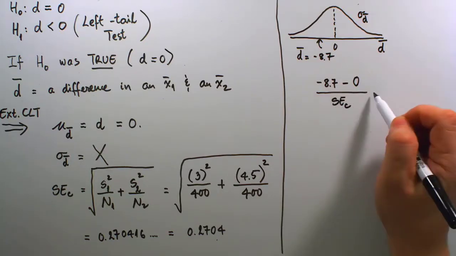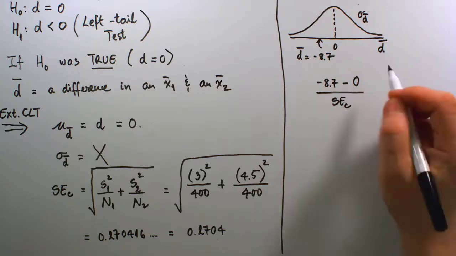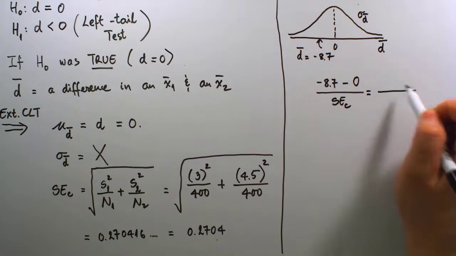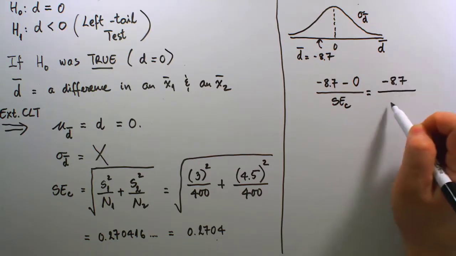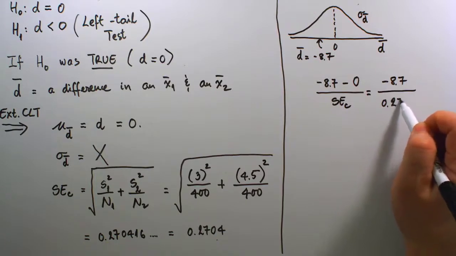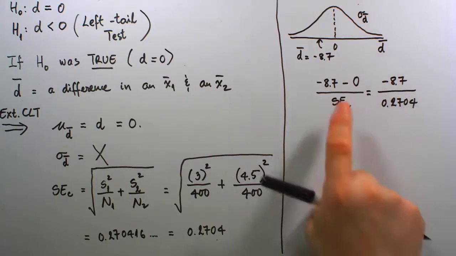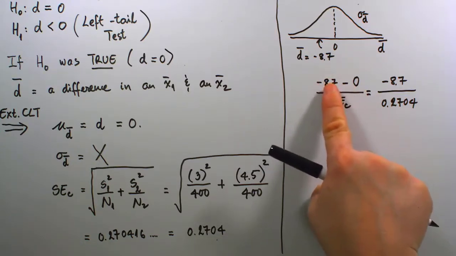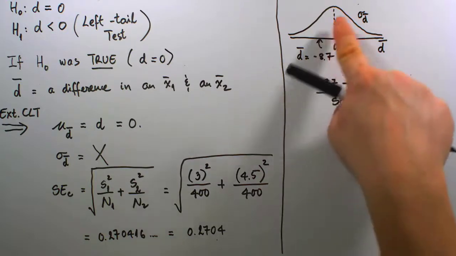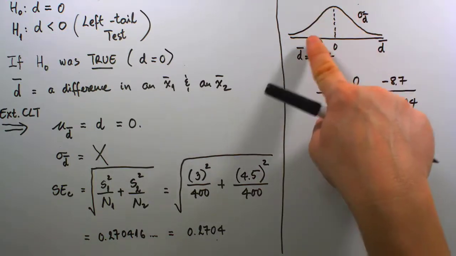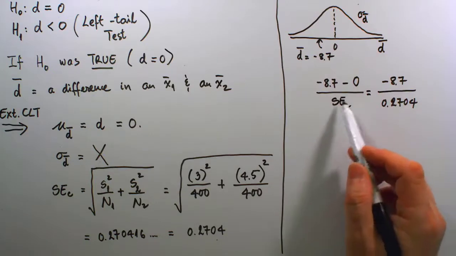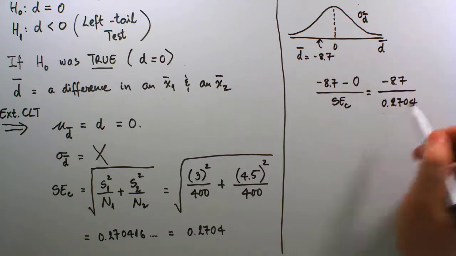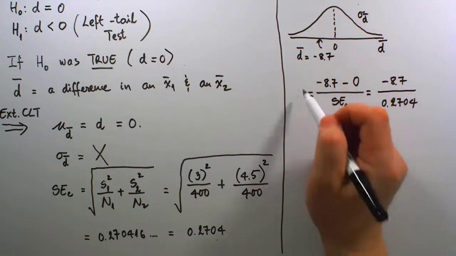As an actual calculation setup, it's going to be negative 8.7 divided by 0.2704. This is our sampling difference in two samples minus the center of the sampling distribution of all sampling differences, and then we divide that by the SEC. Whichever final value comes out is referred to as the T star.